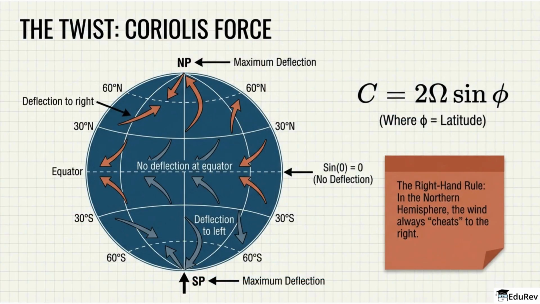Now add Earth's rotation. Air moves from high pressure to low pressure. But because Earth rotates, that movement bends. Northern hemisphere deflects to the right. Southern hemisphere deflects to the left. Zero deflection at the equator. Maximum near the poles. If you don't mentally lock the hemisphere first, you will answer wind direction questions incorrectly.